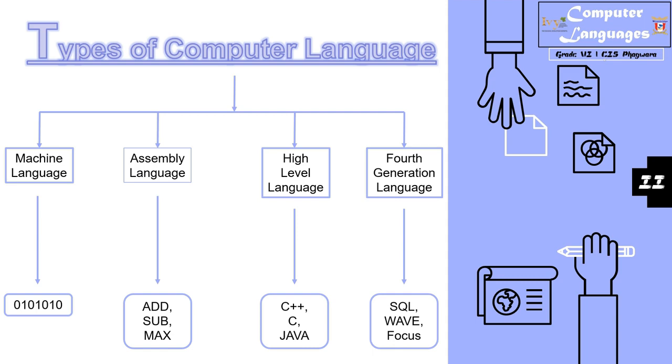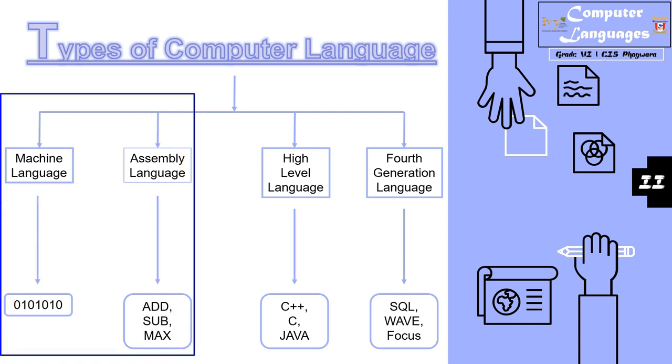As we know, in part 1 we covered machine language and assembly language, where machine language only used zeros and ones, whereas assembly language used mnemonic codes.